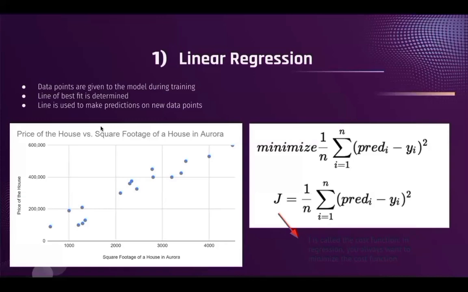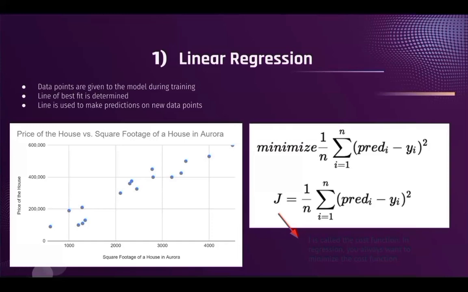Okay, so one of the biggest tactics in machine learning is called linear regression. I have a graph right here, the price of a house versus square footage of a house in Aurora, Illinois. On the x-axis, I have square footage of a house in Aurora in square feet, and on the y-axis, I have the price of the house in dollars. So let's say I'm building a model so that I don't need a person to tell me what the price of my house could be, right?